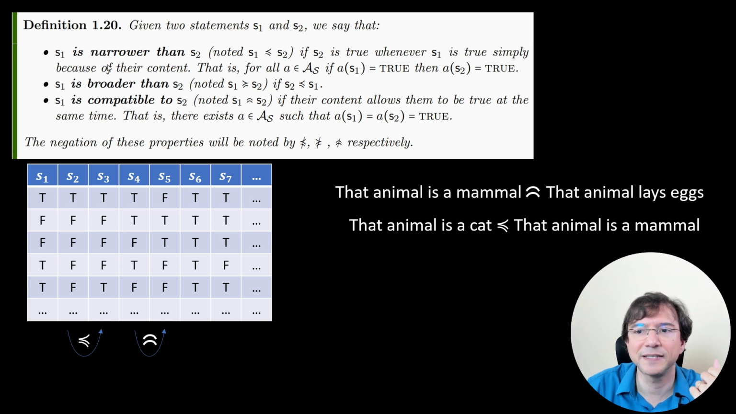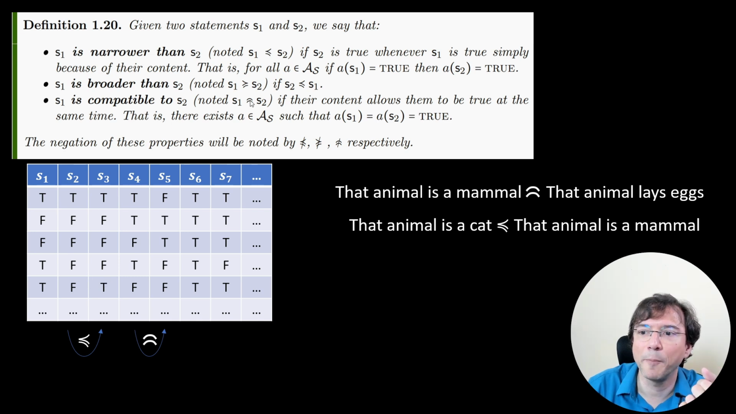Given that, we can say that a statement is narrower than another if whenever one is true, then the other one is true as well. And this is, "the animal is a cat" is narrower than "that animal is a mammal." And broader is exactly the opposite. So "that animal is a mammal" is a broader statement than "that animal is a cat." And for example, if we again look at the truth values, this is always true whenever this is true. Sometimes this is true when this is false, but that's okay. And so S2 is narrower than S3.